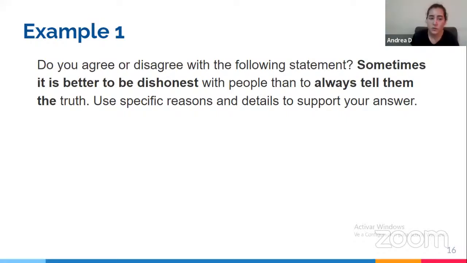So that was the question. Now, can anyone tell me what the two options here are? What can we choose from?